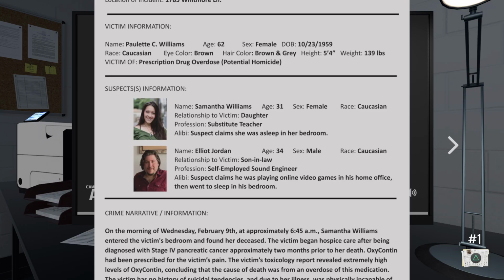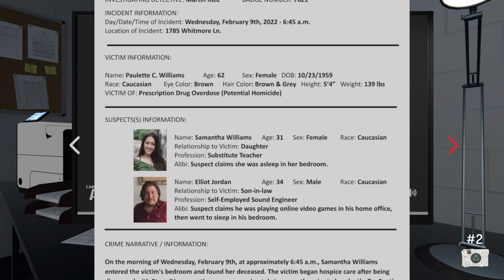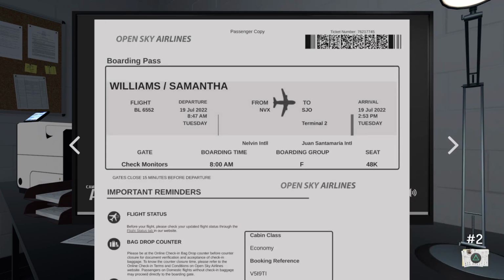So he said he was playing video games in his home office and then went to sleep in his bedroom. So they live together. The guy stays in bed until 2 in the morning. So I want to know where his bed is, because the guy's in a wheelchair. And I was trying to look through the bank accounts, the transactions, to see when that ticket was bought. So here are the details of the ticket.